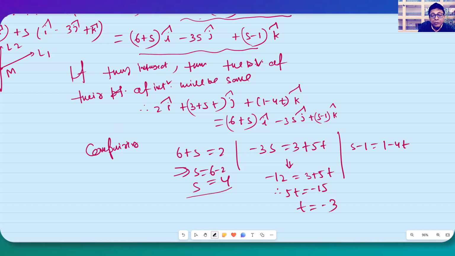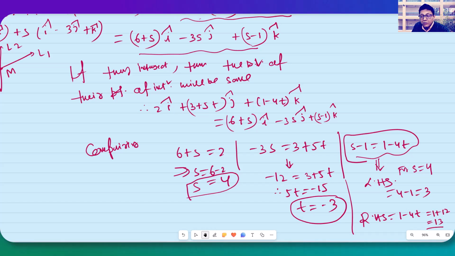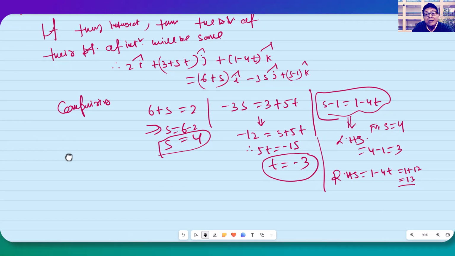Now with these values of s and t, we need to check whether this one is satisfied or not. Here if you put s, the LHS becomes s minus 1. And for t equal to minus 3, the RHS is what? RHS is 1 minus 4t, 1 plus 12, 13. The two sides are not equal, so they never intersect. Therefore, they do not intersect.